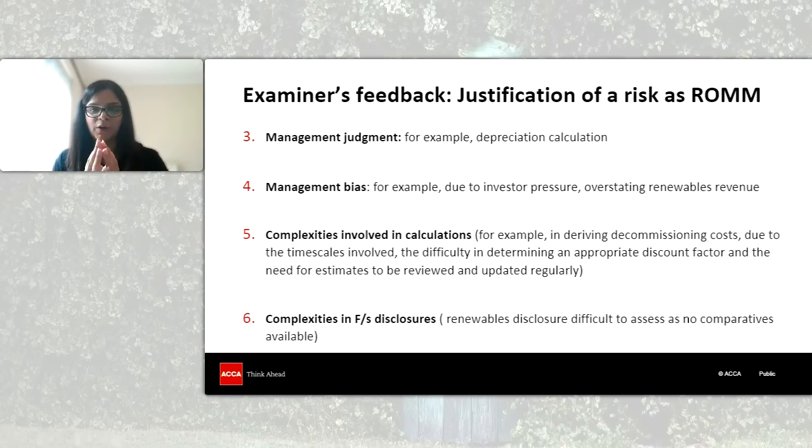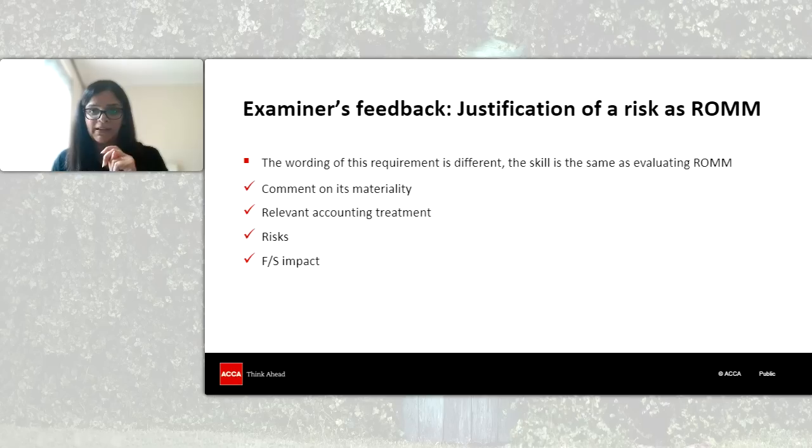So all I did was, this is something that we've already known since we started preparing for AAA, but we've just put the two together to give an answer which gets us all the available marks. The examiner feedback was, yes, the requirement is worded in a different manner, but it's exactly the same format as the normal ROM. You need to start off by commenting on whether it is material. You need to talk about the relevant accounting treatment that should have been followed.